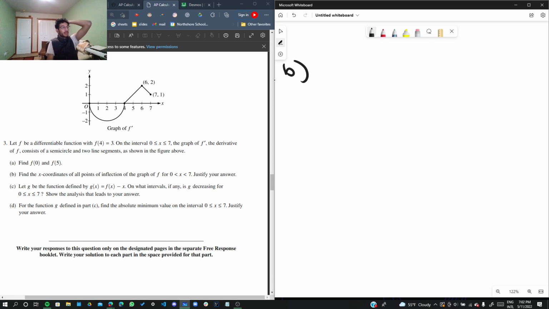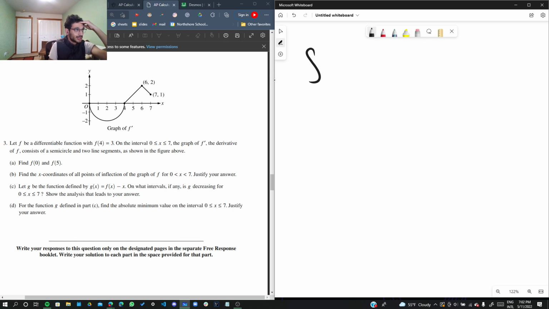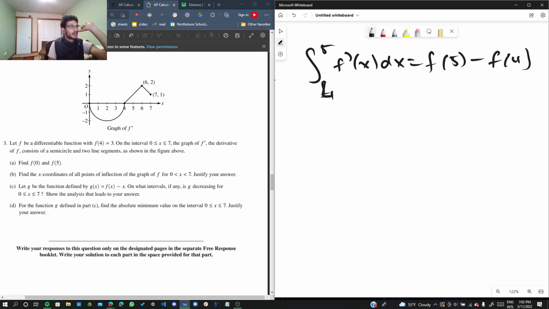Find the x. Oh, sorry, I forgot f of 5. Similar idea, I don't want to explain again. The integral from 4 to 5 of f prime is going to give you f of 5 minus f of 4. Again, fundamental theorem of calculus.